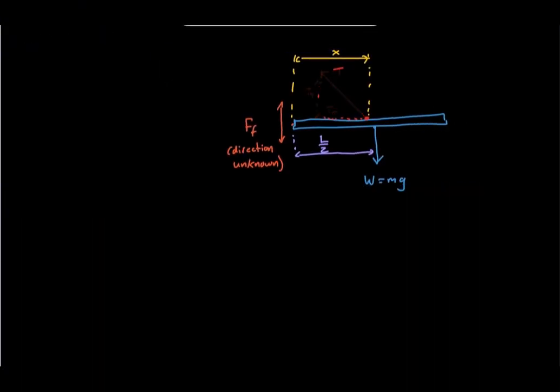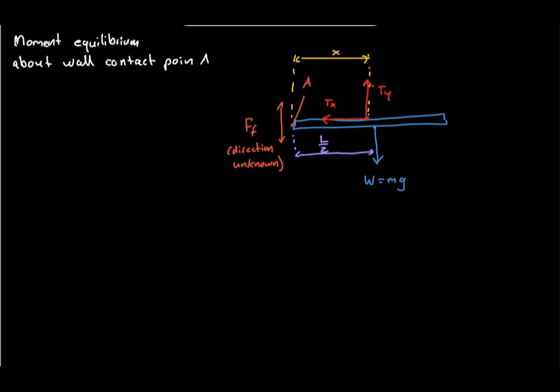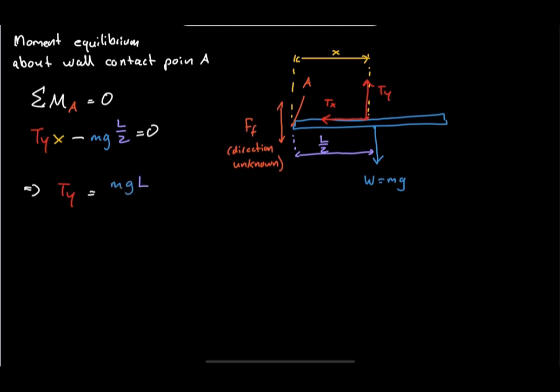We begin with moment equilibrium about the contact point at the wall. This is a useful choice because both the normal force and the friction force pass directly through this point and therefore produce no moment. The vertical component of the cable tension acts at distance x from the wall. The weight acts at half the bar length. Moment equilibrium gives the vertical cable component equal to the weight multiplied by the bar length and divided by 2x.